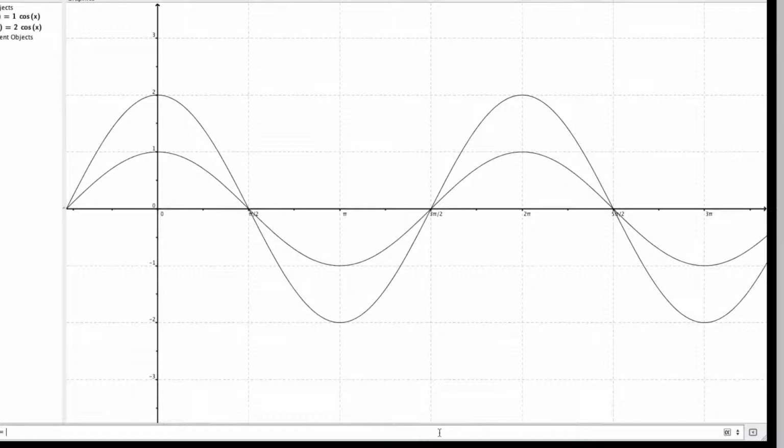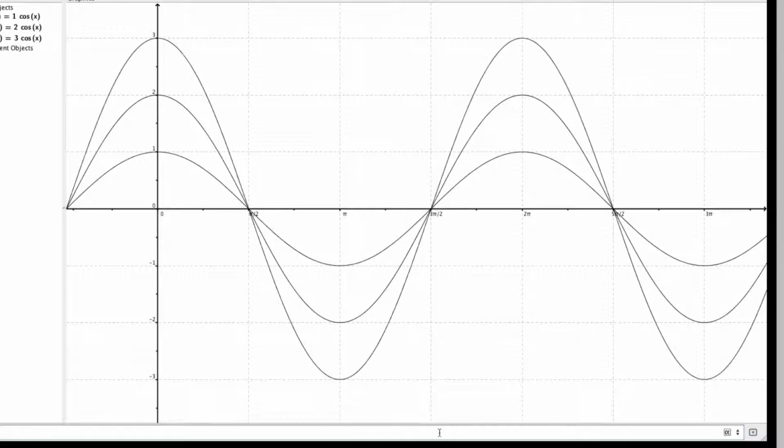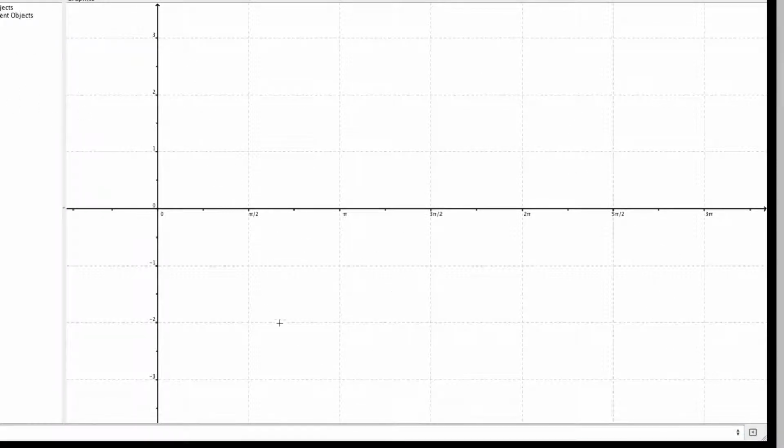Again, what if we said y equals 3 cosine of x? And we say it just adjusts its amplitude. I need people to know also that this pattern exists for graphs other than sine or cosine.